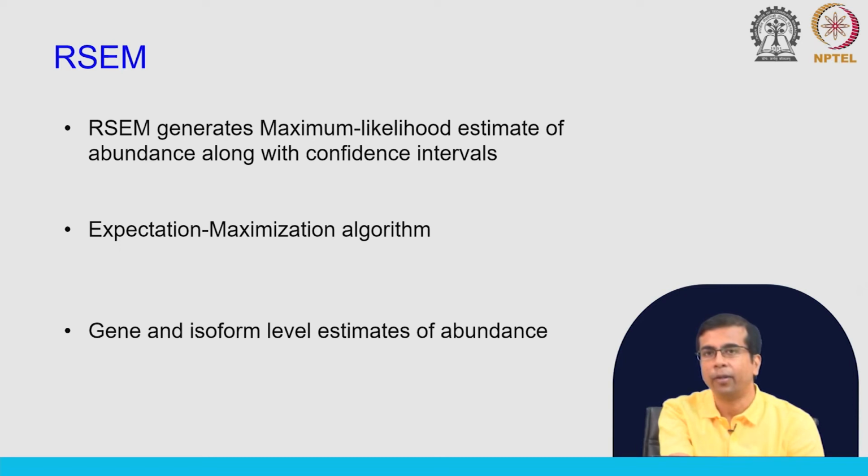Given the data, what is the most likely value of the parameters, or the most likely value of this abundance, in this case. Okay. So this is how it can generate these estimates of abundance, and you can also see it can handle these multiple mappings.